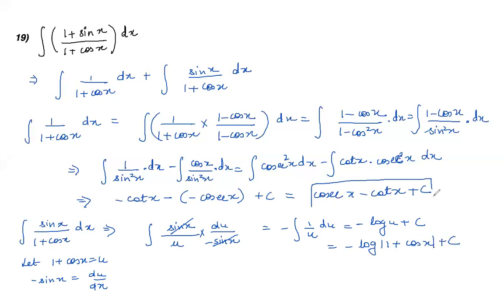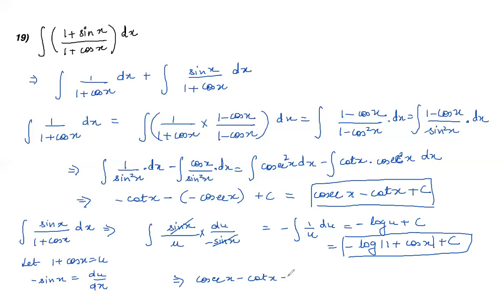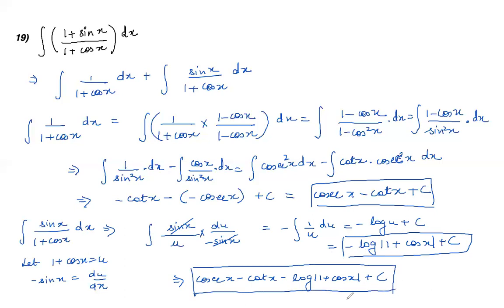This term plus this term. That is equal to, so this is the final answer now, cosec x minus cot x minus log 1 plus cos x and plus the constant term. So this is the required answer for question number 19.